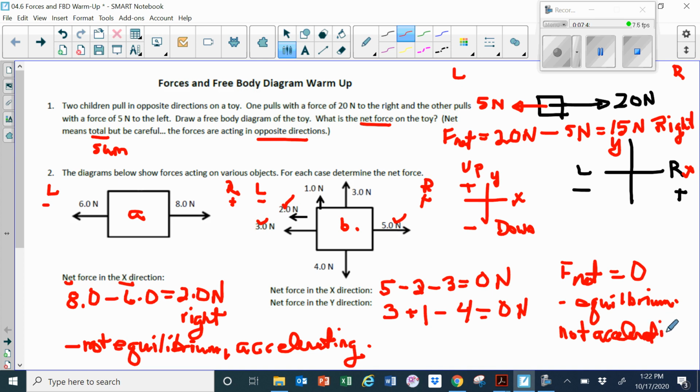It is not accelerating. So it could be at rest, or it could be moving at a constant speed. But it's not accelerating because there is no net force on it. The forces on this thing are balanced. All the x and y forces are balanced. So it's not accelerating, it's balanced. It can be moving at a constant velocity, or it could be at rest, but it is not accelerating.